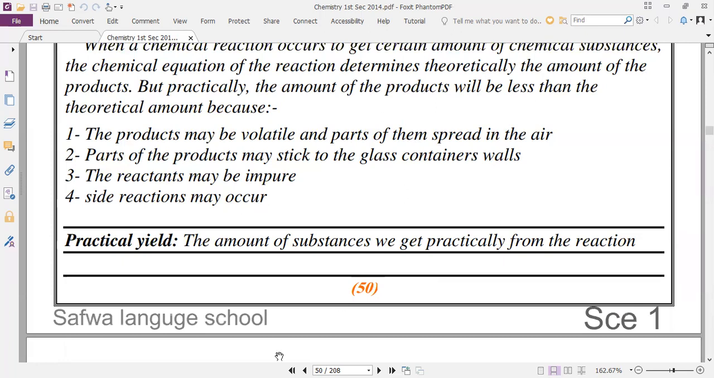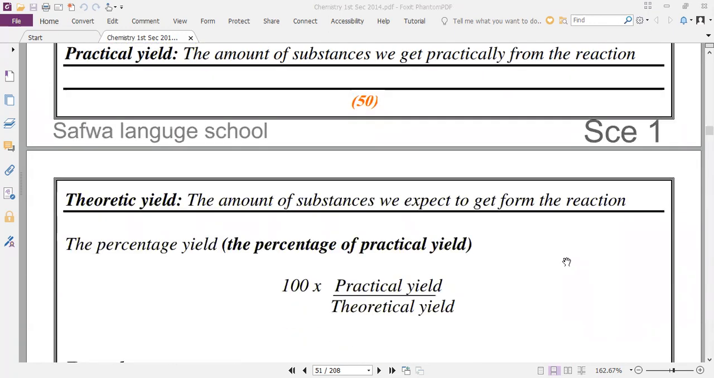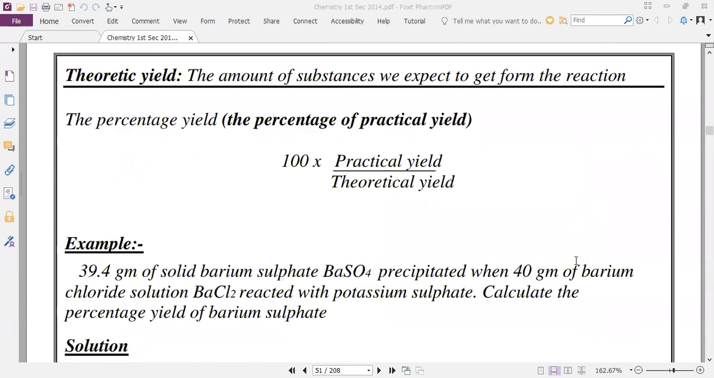So what's meant by practical yield? The amount of substance we get practically from the reaction. Yes. And what's meant by theoretical yield? The amount of substance we expect to get from the reaction.